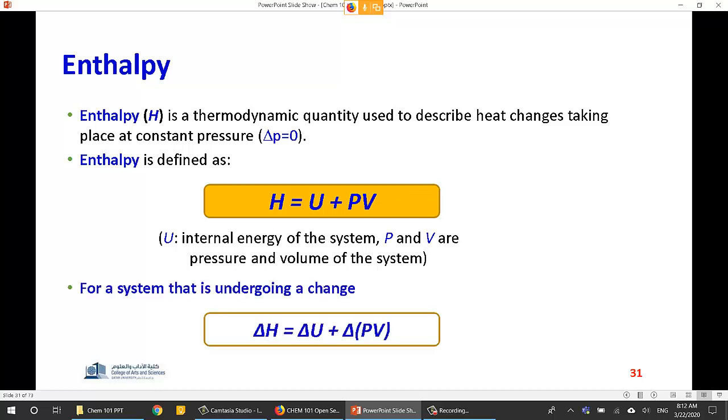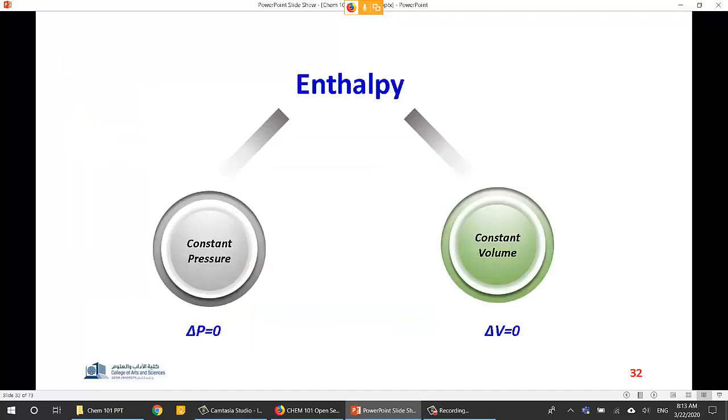Now, if you consider a change in the system, a delta H, that means a system going from state A to state B. In that case, delta H is equal to delta U plus delta PV. So just remember this: H equals U plus PV, or delta H equals delta U plus delta PV. The two situations we are going to study today are constant pressure and constant volume.